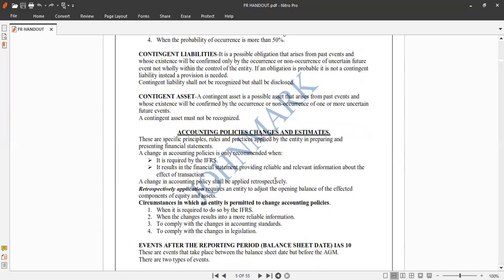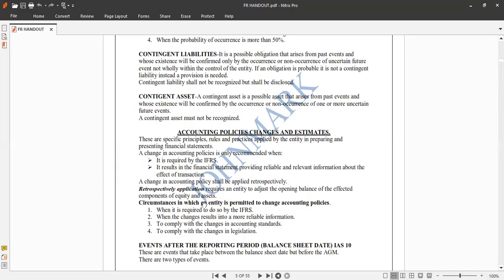Now, retrospectively means that it requires an entity to adjust the opening balances of the affected component of equity or of the asset. Now, in this case, if you want to change something in the accounting standard in this financial year, remember the balances of this financial year were affected by the closing balance of the last financial year, because the balance carried over from the last financial year is our opening balance for this financial year. So when you talk about retrospective application, that means you need to adjust the opening balance of the affected item of the financial statement.